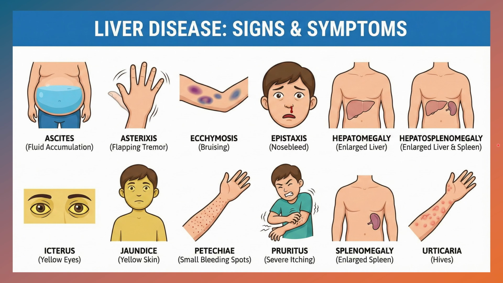Basically you can see it during the examination or imaging. Hepatosplenomegaly means hepa is liver, and then spleen, both enlarged.